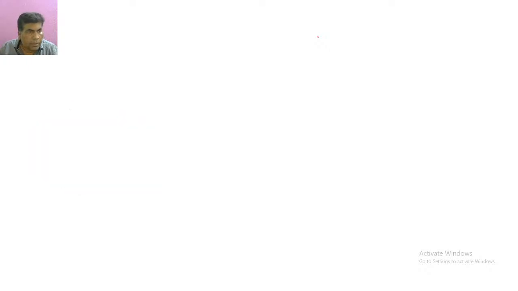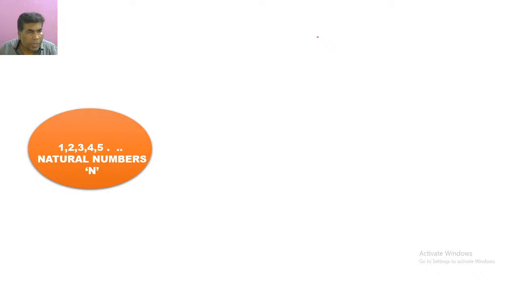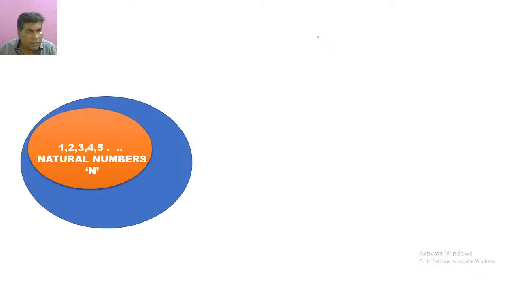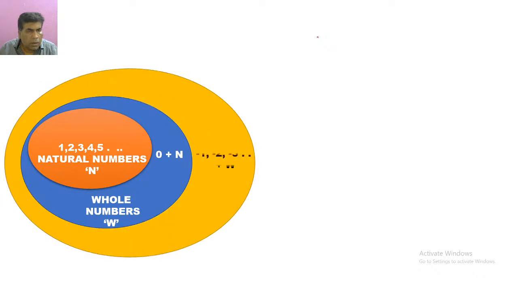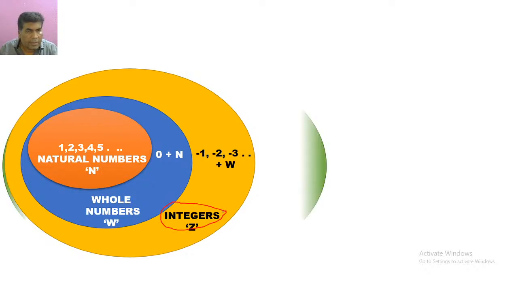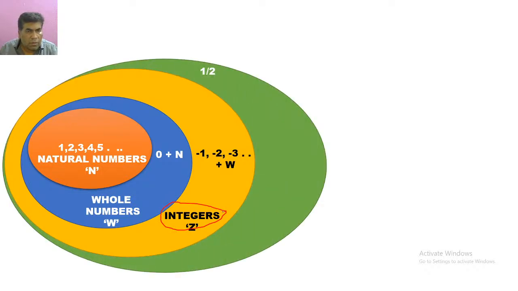So let's repeat the same topic once again. So now 1, 2, 3, 4, 5 are natural numbers, symbol N. If we add 0 to natural numbers, what we will get? Whole numbers, whose symbol is W. Now, if we add negative numbers to the whole numbers, so then what happens? We will get a new set, which is called integers.